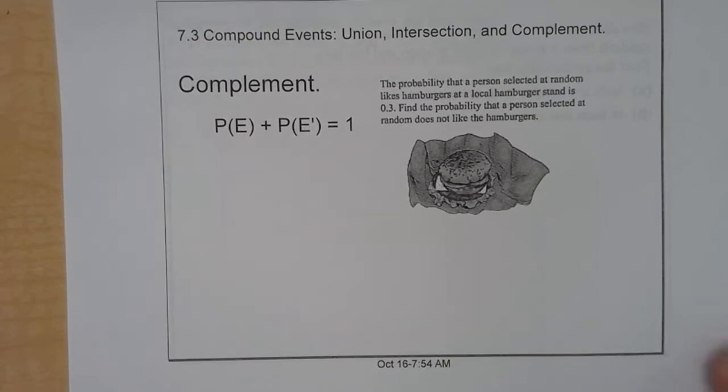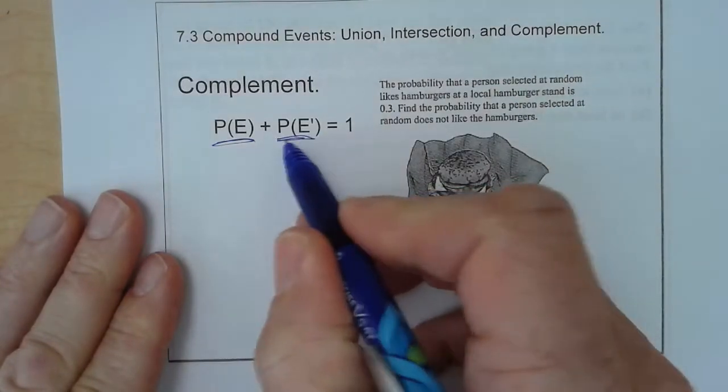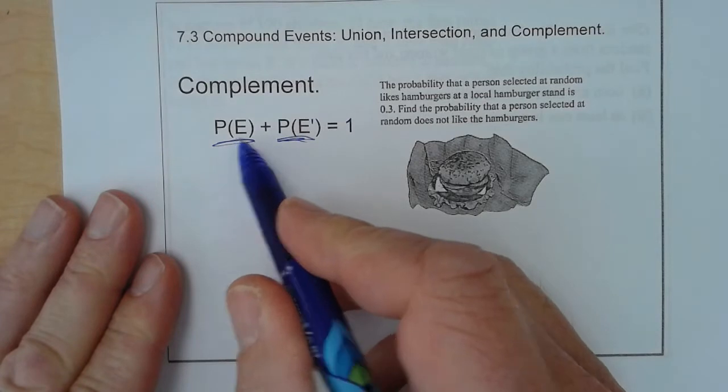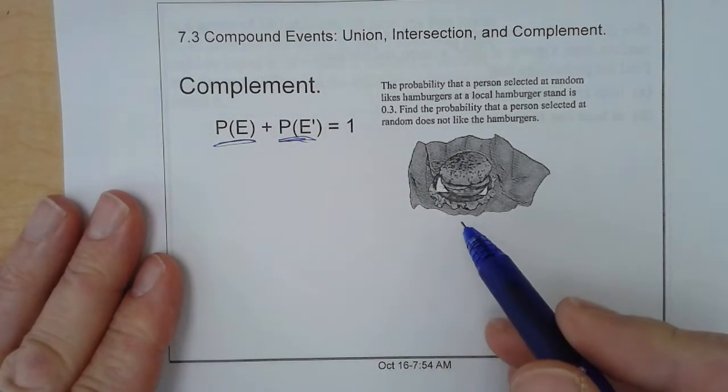All right. This is lesson 7.3 out of the Rolf book, and it's compound events, union, intersection, and complement. So the first thing is complement. Basically, if you know one part of a probability, the complement to it has to add up to 1. So if this is 40, then this is 60. If this is 90, this is 10. It has to add up to 1, the complement.